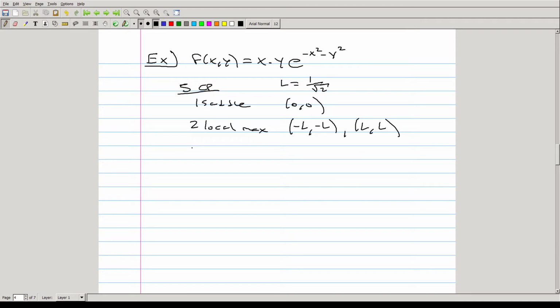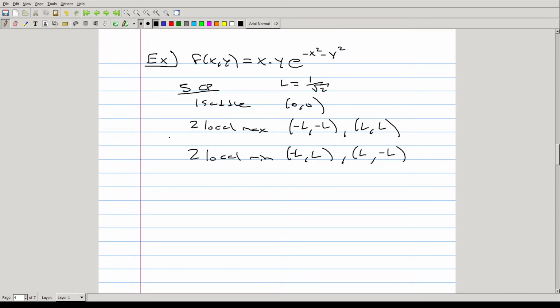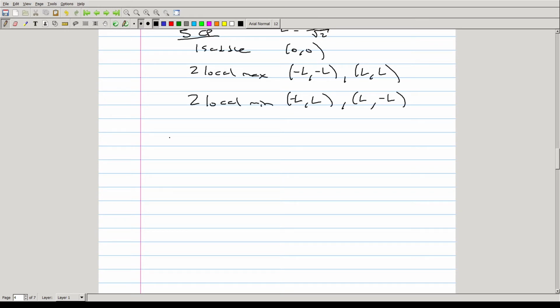So I'm going to use this simplification to avoid writing 1 over the square root of 2 multiple times. And there are 2 local min. One at negative L, comma L, and one at L, negative L. And this was done in the last lecture. And so the idea here is that if we now consider an optimization problem over a number of different regions, the solutions to this optimization problem are going to be different, right? Very, very strongly different depending on what regions we choose.